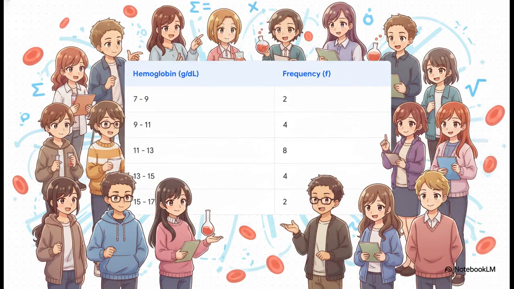And to make this super concrete, this is the dataset we're going to be working with for this entire explainer. We're looking at the hemoglobin levels of 20 students, all nicely organized into these 5 groups. This is our patient, so to speak.